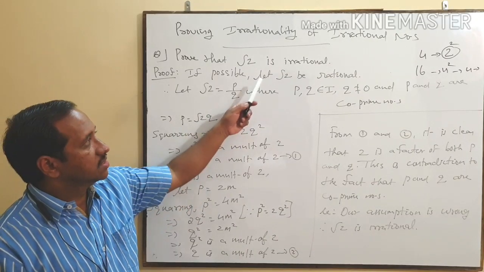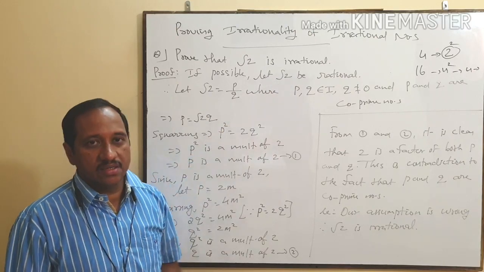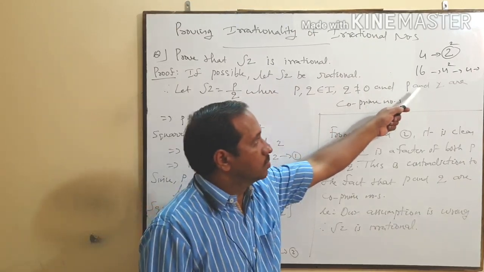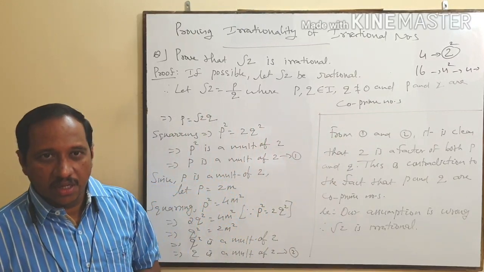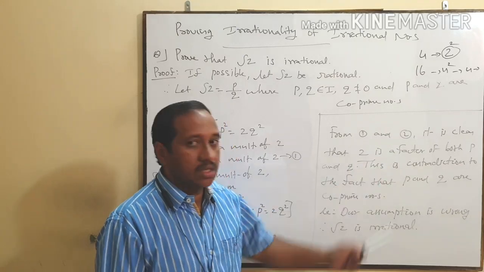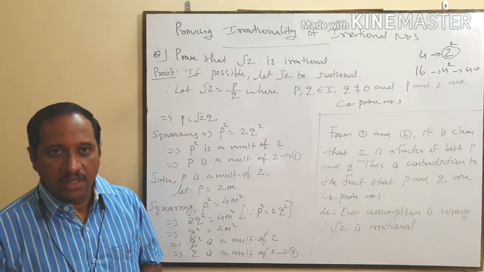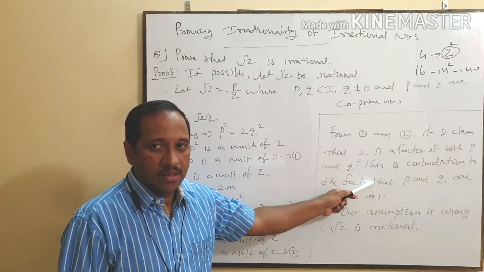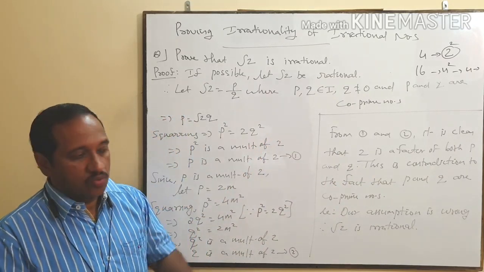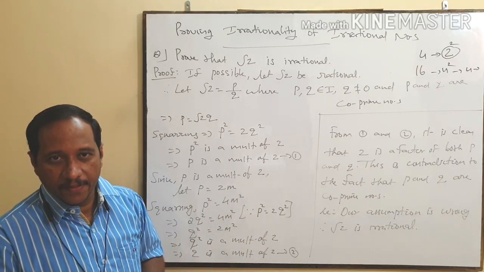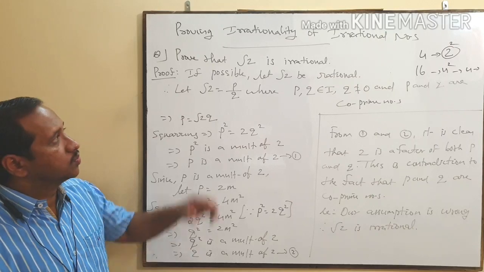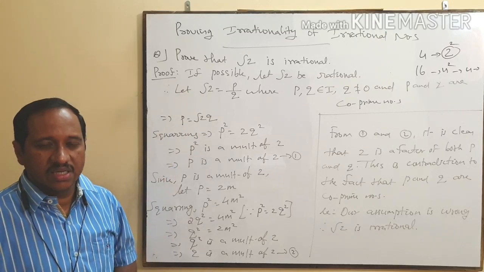Here, we started with the assumption that root 2 is rational. If root 2 is rational, then p and q must be co-prime numbers. But here, we are reaching to the conclusion that p and q are not co-prime. So, this is the contradiction because of our wrong assumption. So we accept that our assumption is wrong. So root 2 is irrational. So this is how to prove that root 2 is irrational.